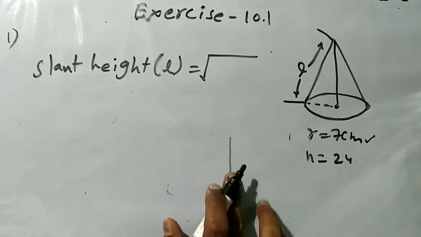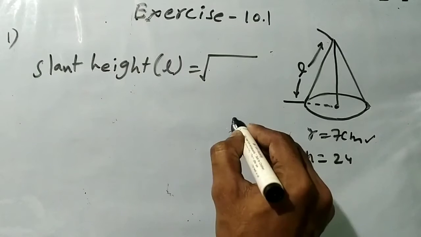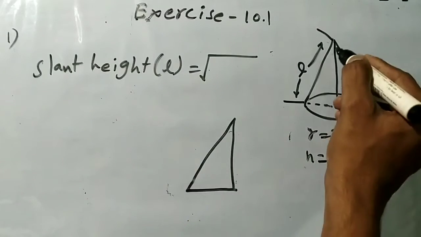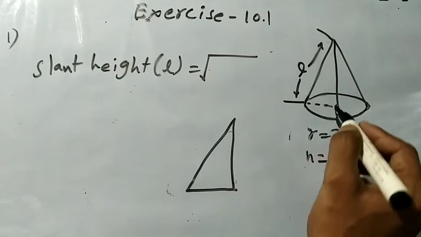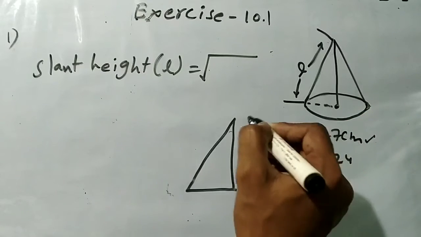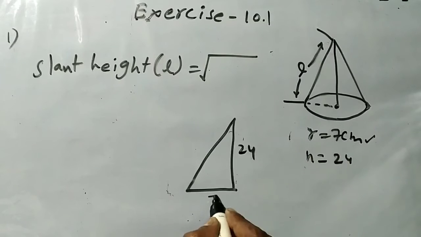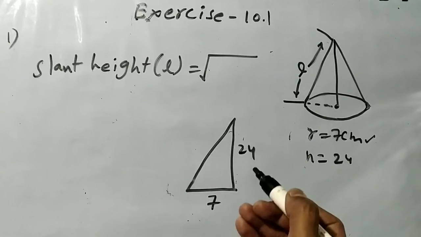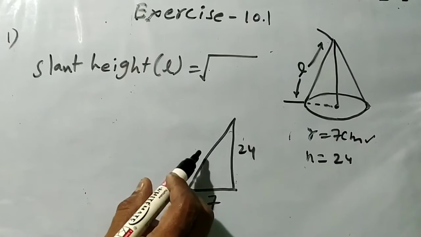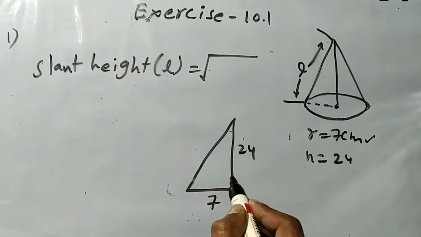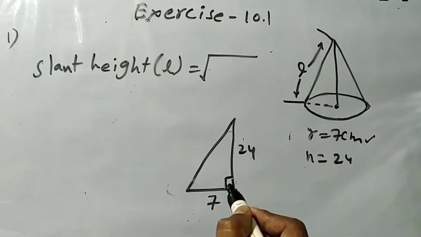Let us write similarly as the right circular cone. In the right circular cone formed, there is one triangle formed here. If you observe clearly, this is the height, 24, and this is R, 7. So if we apply the Pythagoras theorem, we can know what the hypotenuse is. This is a right angle, 90 degrees, and the opposite side is the hypotenuse.